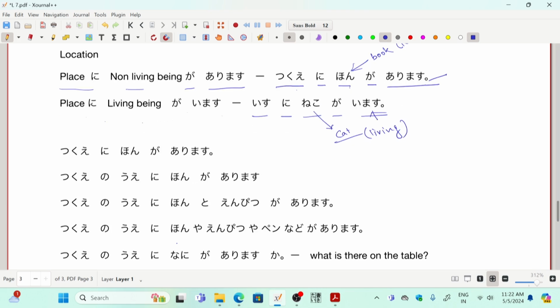Let's see if we stretch the sentences. First we make tsukue ni hon ga arimasu. It means there is a book on the table. Tsukue no ue ni hon ga arimasu. We have specified the location now. No ue ni, it will mean on the top of.